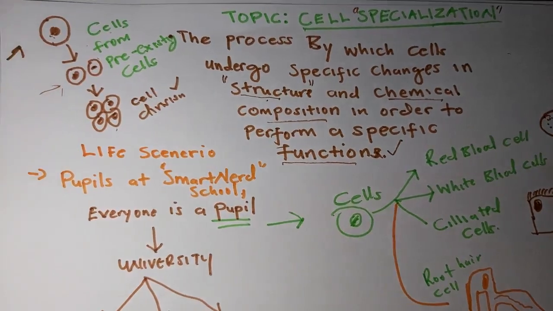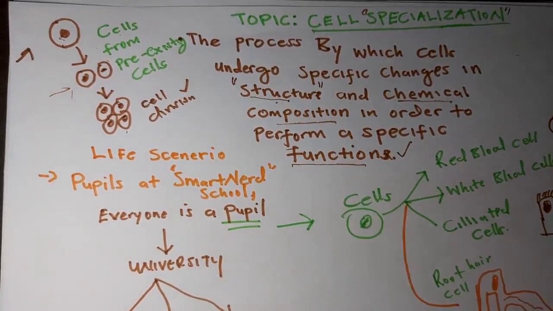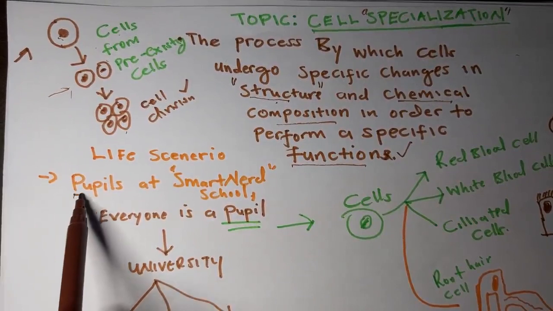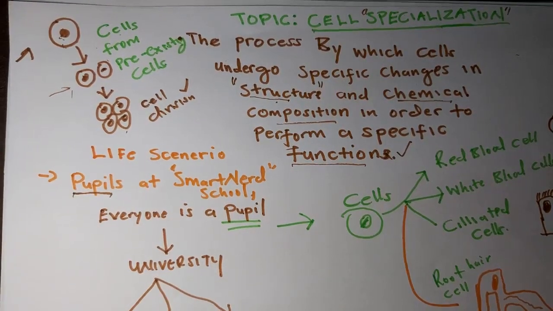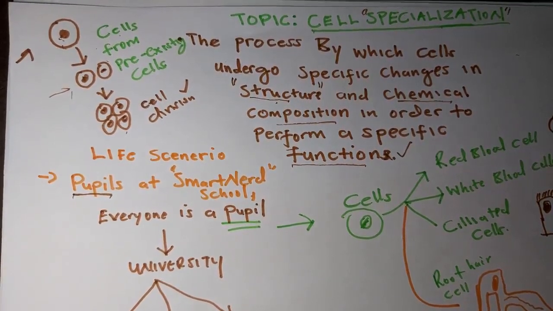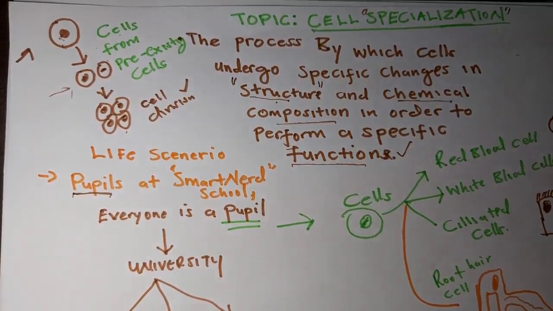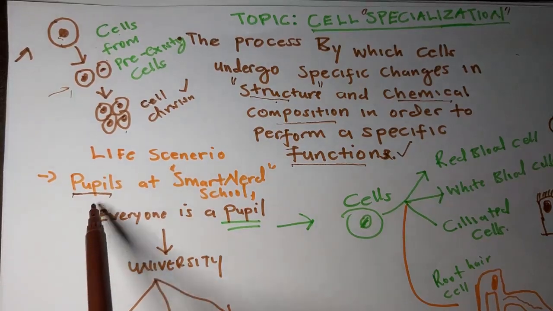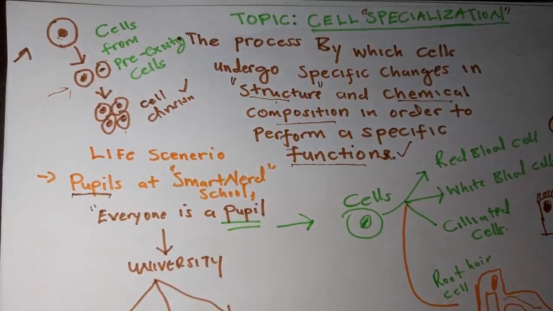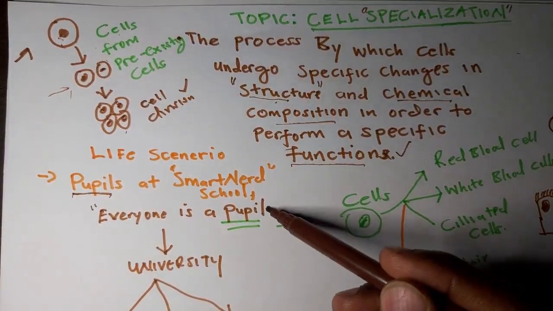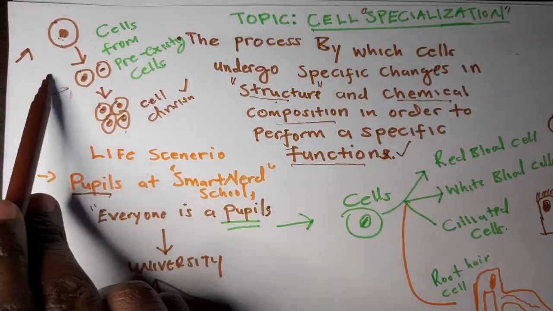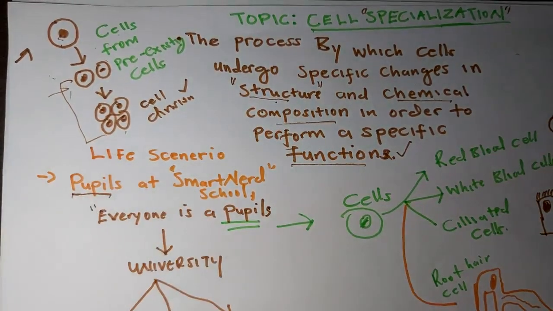Now let's take a real-life scenario. Let's say you have pupils at the school, SmartNet school. These pupils get enrolled. They are all pupils, studying almost the same subjects. Everyone at the school is called a pupil. So we think of these pupils here at SmartNet as unspecialized cells, wearing the same type of uniform, learning the same type of subjects. At that level, no one is specialized.